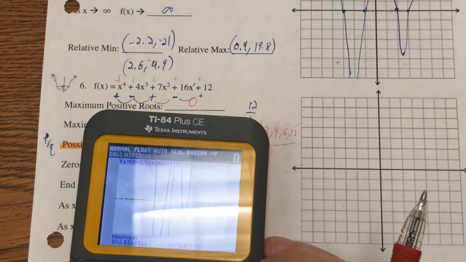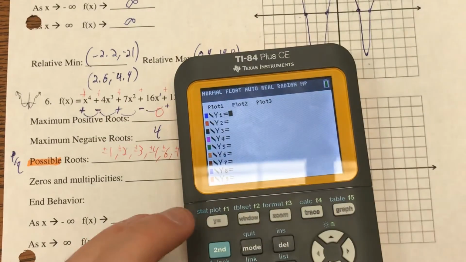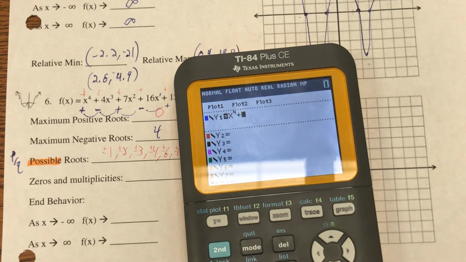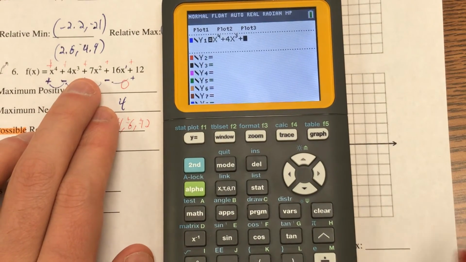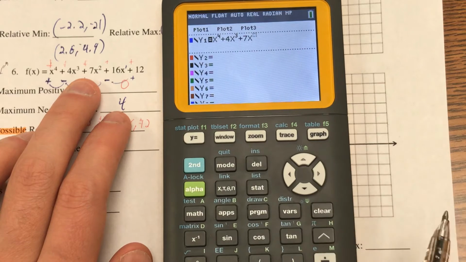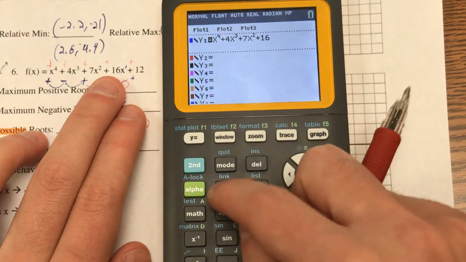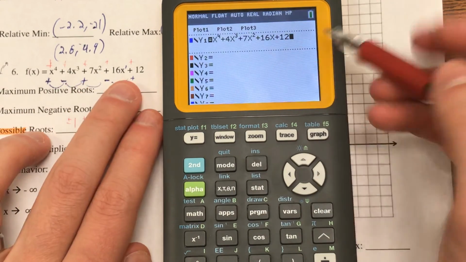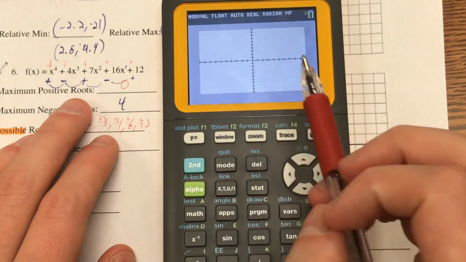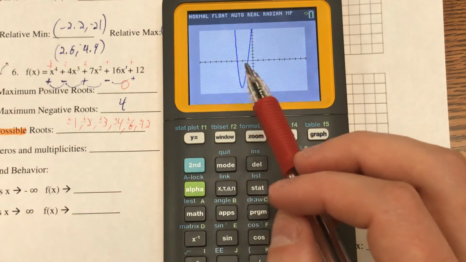And let's see which ones. X to the 4th plus 4x to the 3rd plus 7x to the 2nd plus 16x plus 12. So let me double check. Okay. So like I said, there's going to be none over here, but there's probably going to be some over here. Sure enough, there you go. So it looks like there's 2.